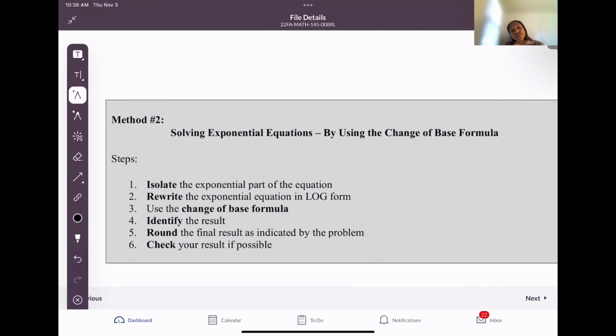Now, we have two different methods that you can use to solve this one. I find method 1 to be easier most times, but some people might like method 2. Method 2 is to use the change of base formula. So if you want to solve using change of base, you still need to isolate your exponential term, but instead of taking a log of both sides, you would rewrite the expression in logarithmic form and then use the change of base formula to solve the logarithmic equation.